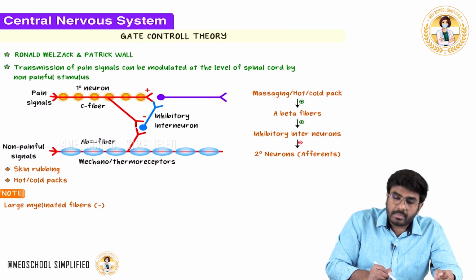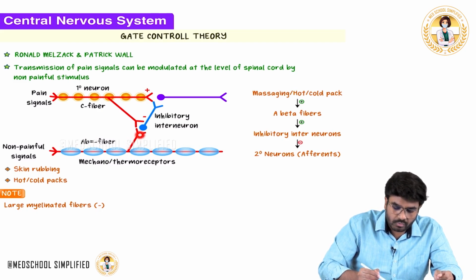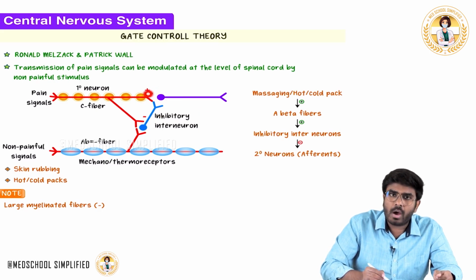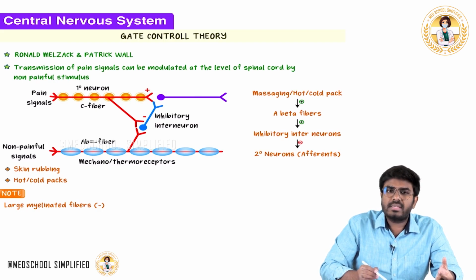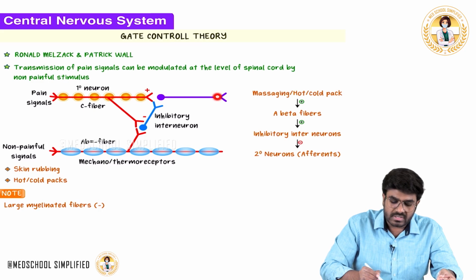Now, when you stimulate the A beta fiber, this A beta fiber is activated. Now what is this A beta fiber going to do? See, it's going to synapse onto the inhibitory interneuron. Now what is happening to this inhibitory interneuron? It is activated. When you activate the inhibitory interneuron, what is happening? The inhibitory interneuron is going to release GABA onto the second order neurons. GABA is the inhibitory neurotransmitter. That inhibitory neurotransmitter will cause the hyperpolarization of the second order neurons.